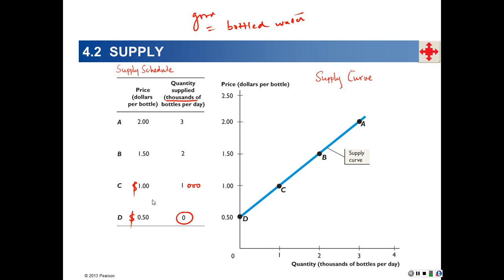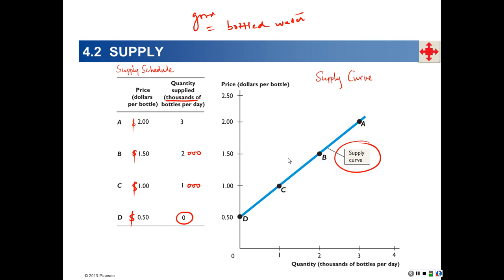Right? If the price were to further rise to $1.50, this firm finds it profitable to produce 2,000 bottles a day. And if the price were to rise to $2 a bottle, then the firm would find it profitable to produce 3,000 bottles a day. Now these points A, B, C, D can be plotted on a graph as shown in the diagram to the right. And this gives us a supply curve.